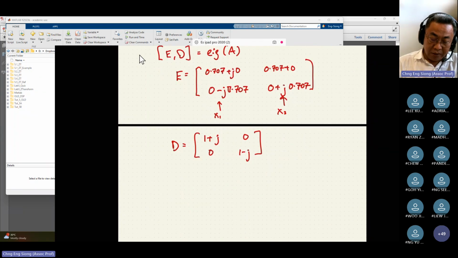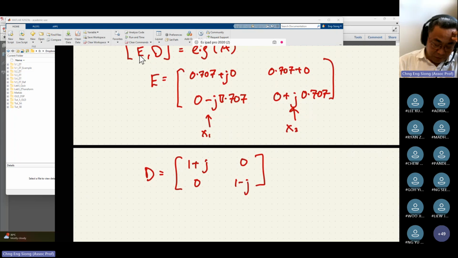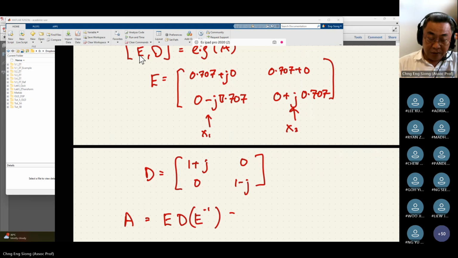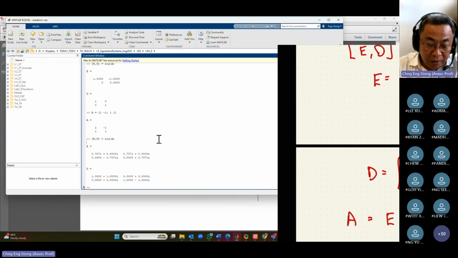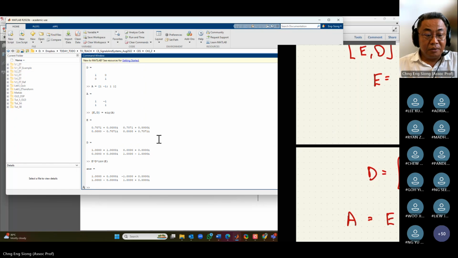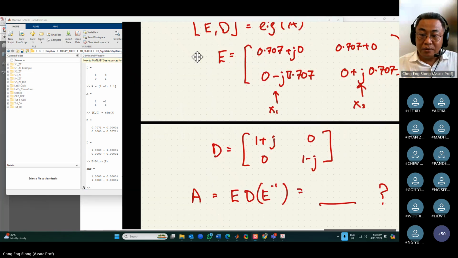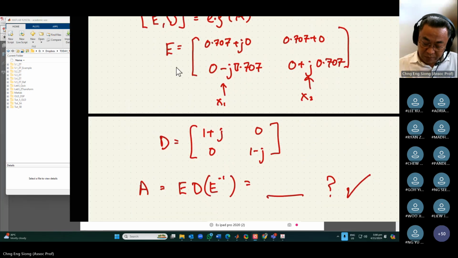Now, to make sure that we are doing it correctly, E, D, E inverse. Let's try. E times D times inverse of E. I get back [1, -1; 1, 1]. Okay, so this is no problem. I can get back the same A.